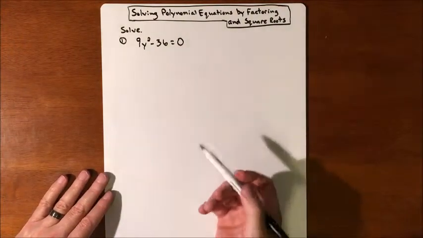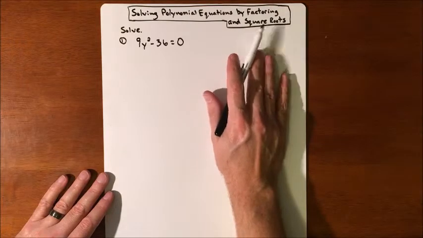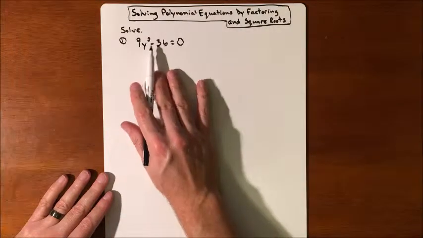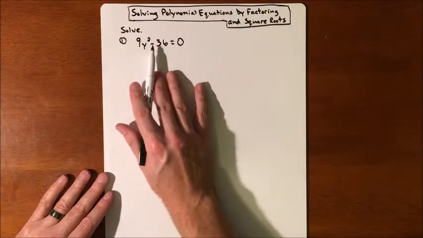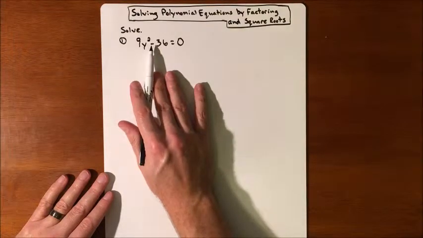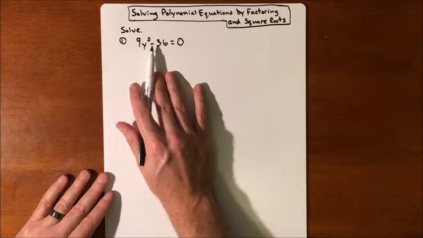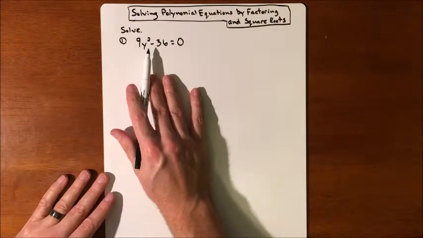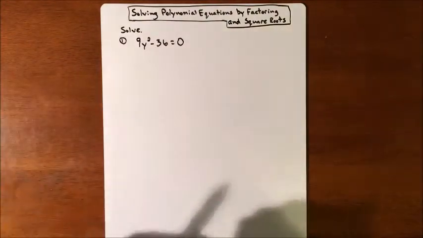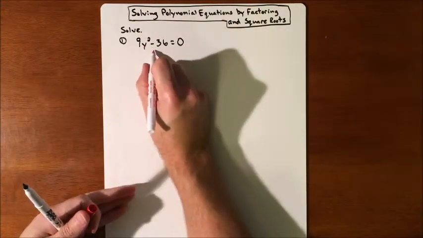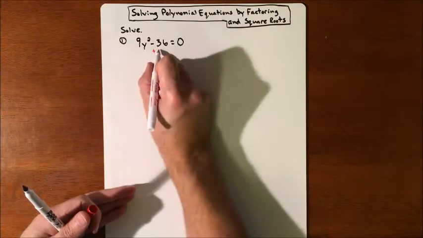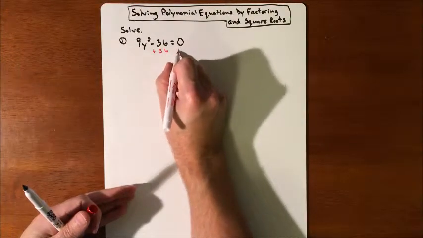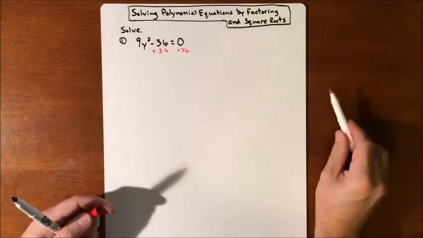Now we could use factoring, but we can also use square roots. The idea of a square root is, a lot of times these are going to be trinomials where you have three terms. This one's missing the middle term. Anytime that happens, you can use square roots to solve it. So to do that, we're going to isolate the y squared so we can square root both sides. So we're going to add 36 to the other side.